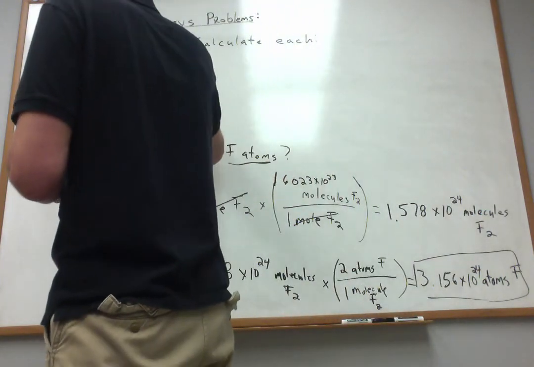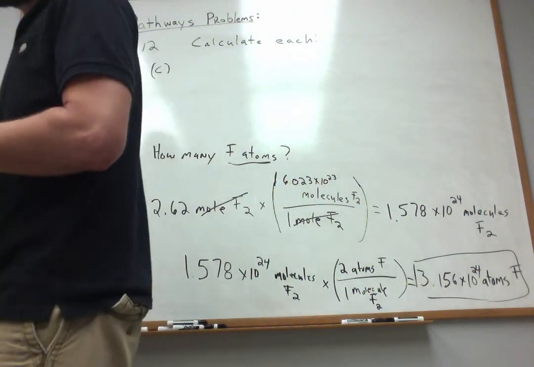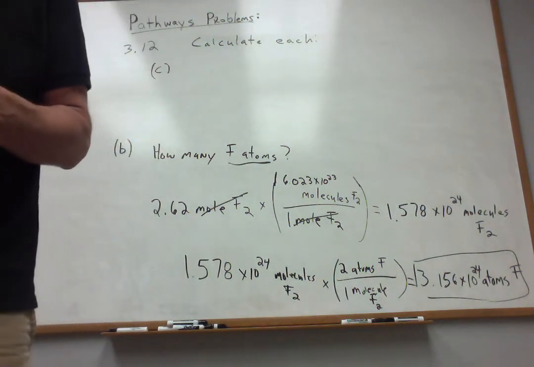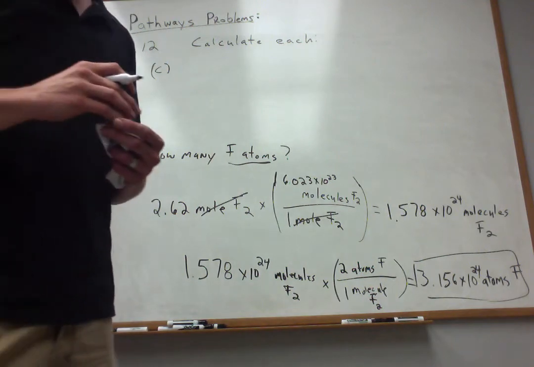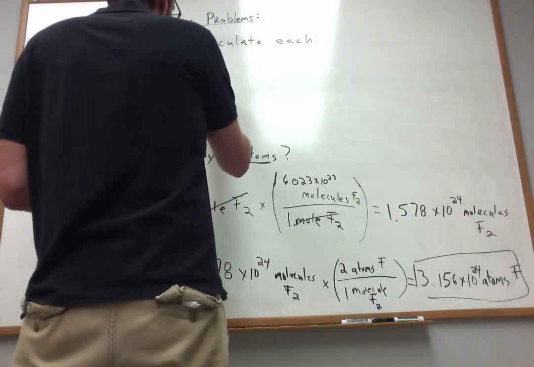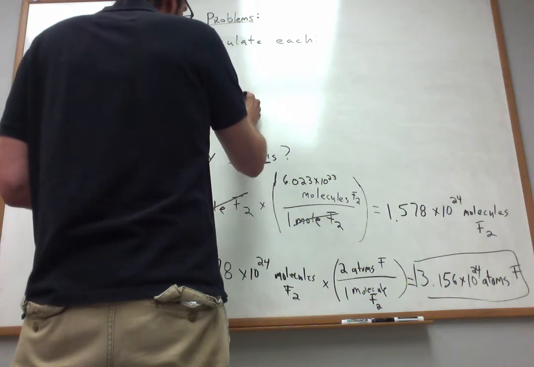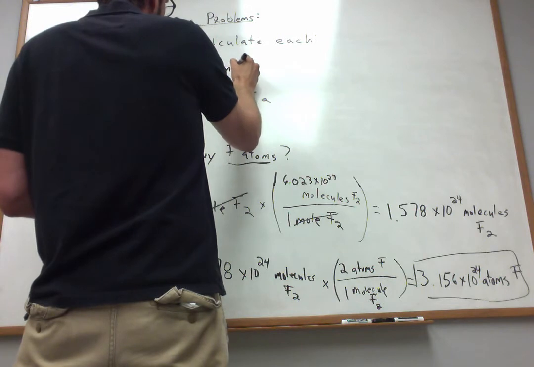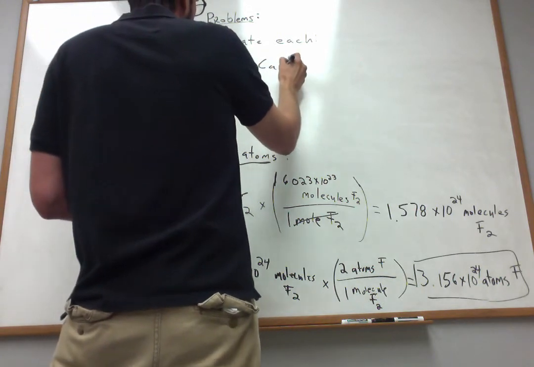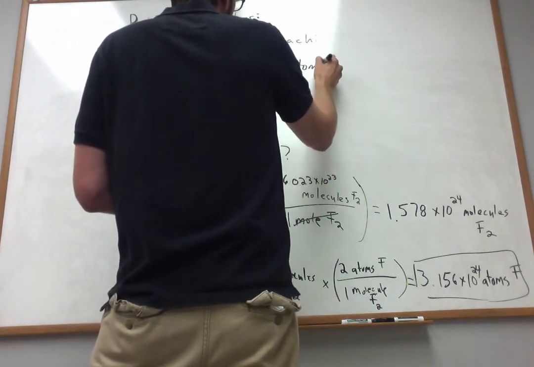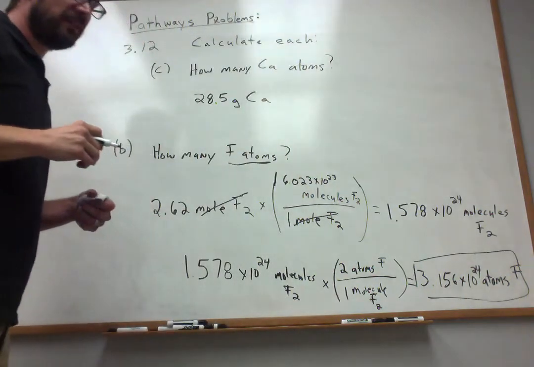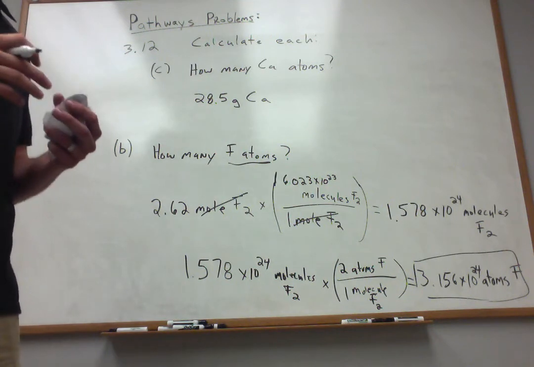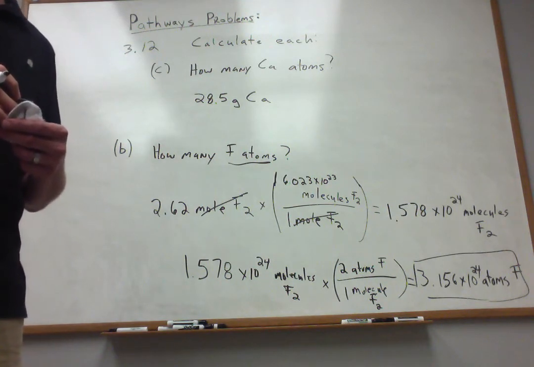Part C. Part C asks us about the number of calcium atoms in a 28.5 gram sample. So we've got 28.5 grams of calcium. We want to know how many atoms of calcium are present in the sample.